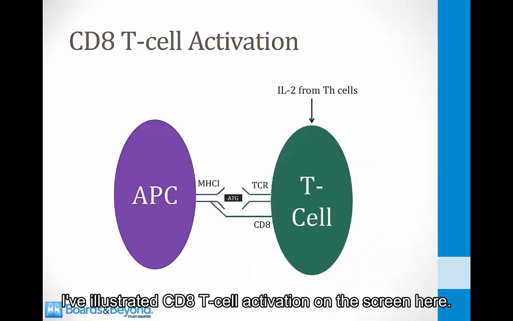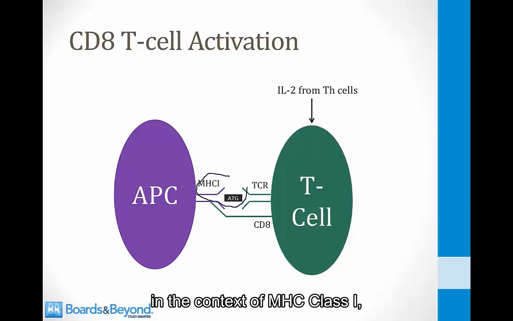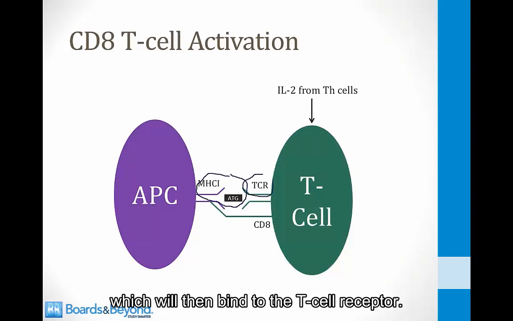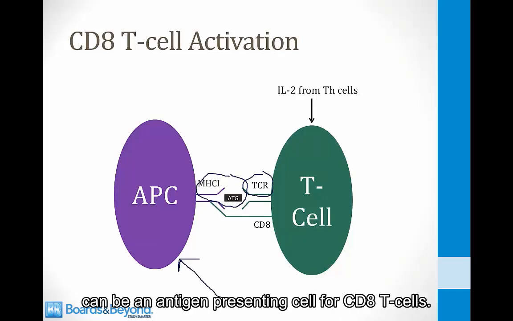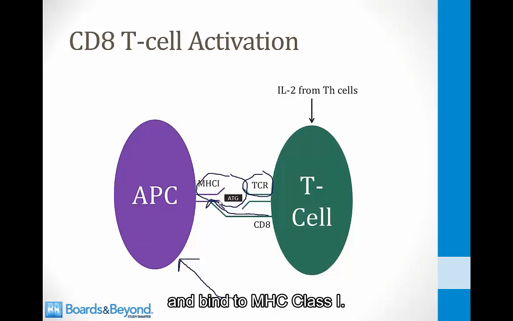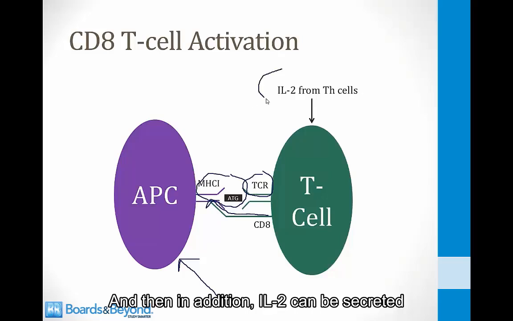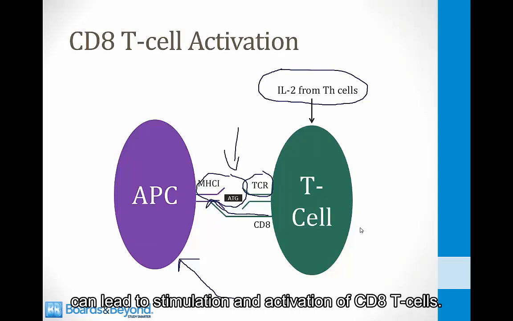I've illustrated CD8 T cell activation on the screen here. An antigen presenting cell will present antigen in the context of MHC class I, which will then bind to the T cell receptor. And remember that almost any cell in the body can be an antigen presenting cell for CD8 T cells. CD8 will interact with the T cell receptor and bind to MHC class I. And then in addition, IL-2 can be secreted from T helper cells, and this in combination with appropriate binding can lead to stimulation and activation of CD8 T cells.